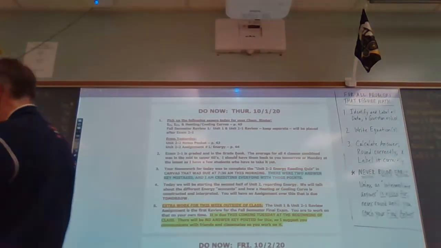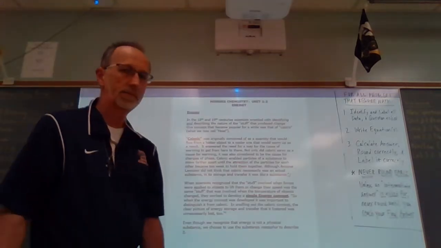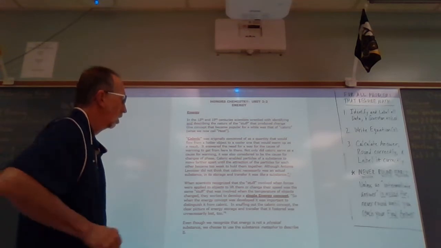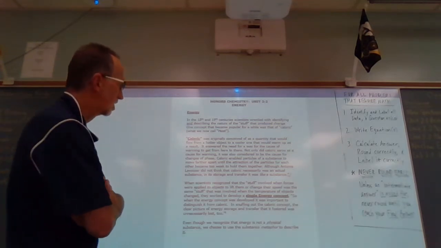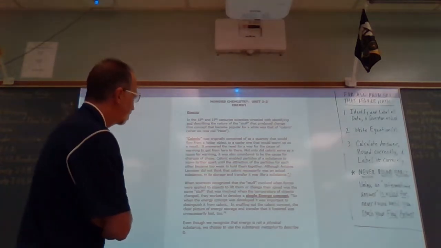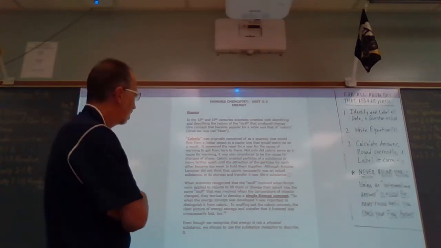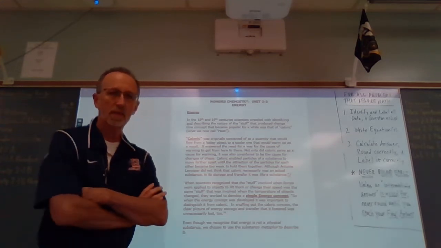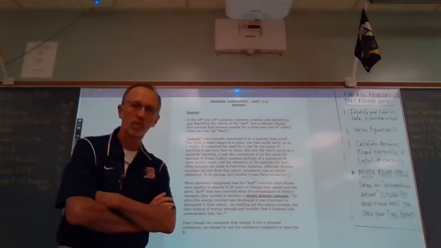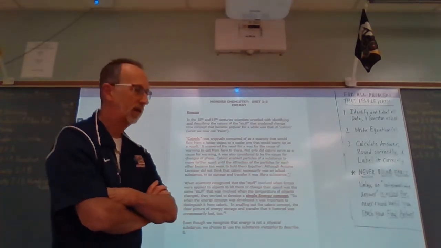So let's take a look at our notes for today on energy. Unit 2.2. In the 18th and 19th centuries, scientists wrestled with identifying and describing the nature of the stuff that produced change. One concept that became popular for a while was that of the term caloric, which we now call heat. Of course, caloric is the root word from where the word calorie came from, which is, of course, the metric unit of energy.